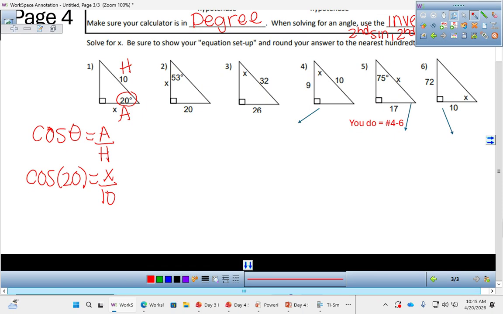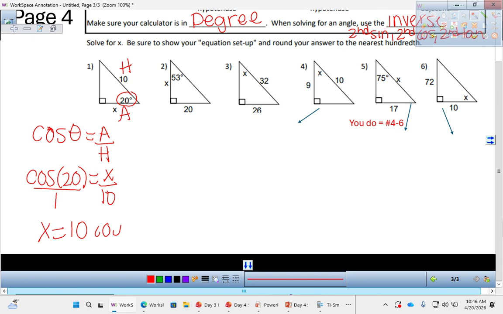The goal in this problem is to get the x alone. You can create from this something called a proportion. You don't even have to put the 1 if you don't want, but to solve a proportion, anytime I have a fraction, I can cross multiply. So 1 times x is equal to 10 times the cosine of 20. Normally, when you write this out, you put the number in front and the trig function at the end. So it would be 10 cos of 20.